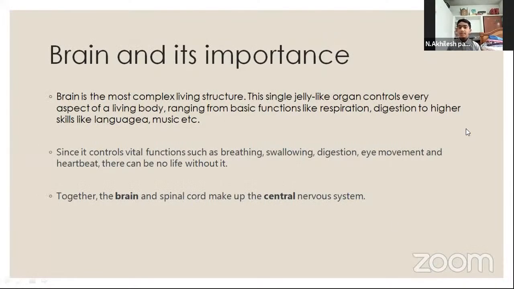The brain is the most complex living structure. This single jelly-like organ controls every aspect of a living body, ranging from basic functions like respiration and digestion to higher skills like language, music, etc. Since it controls vital functions such as breathing, swallowing, digestion, eye movement, and heartbeat, there can be no life without it. Together, the brain and spinal cord make up the central nervous system.